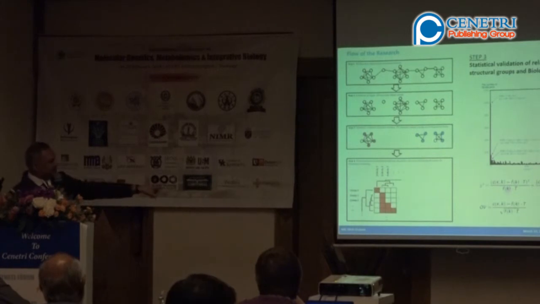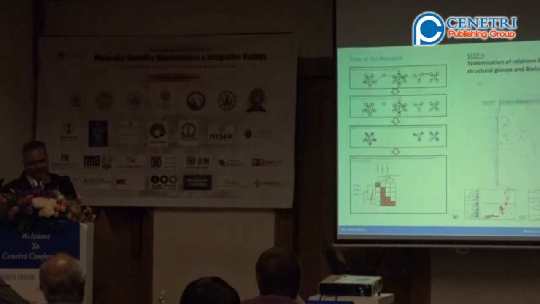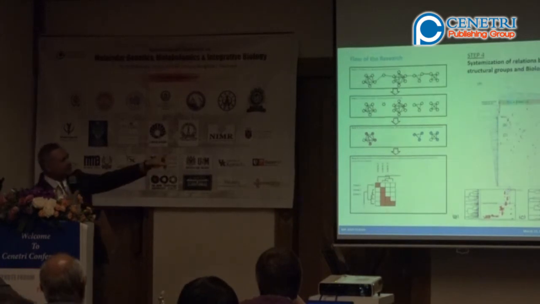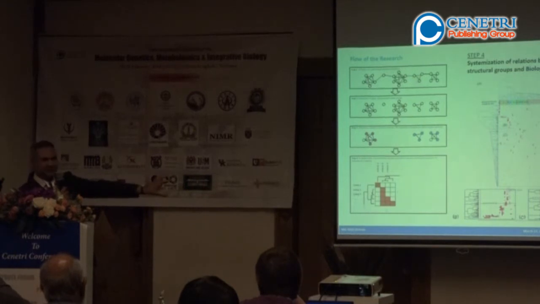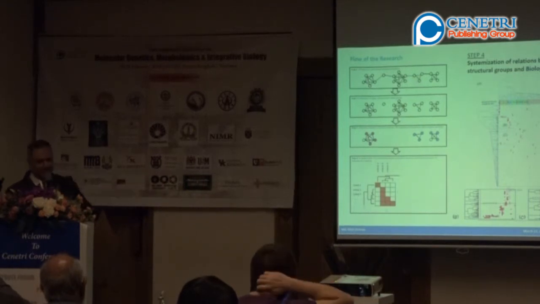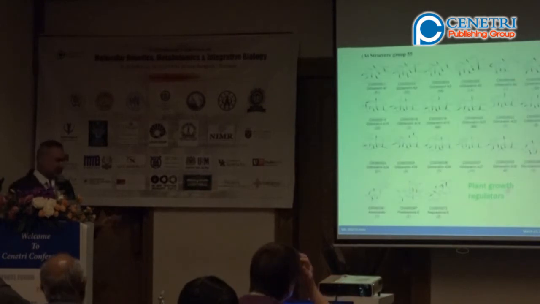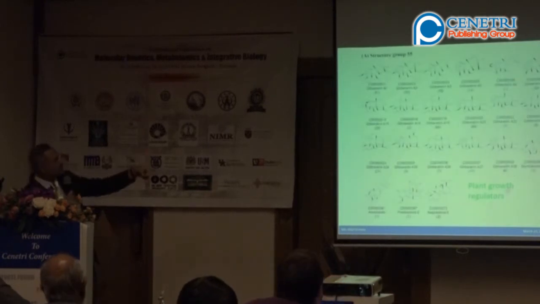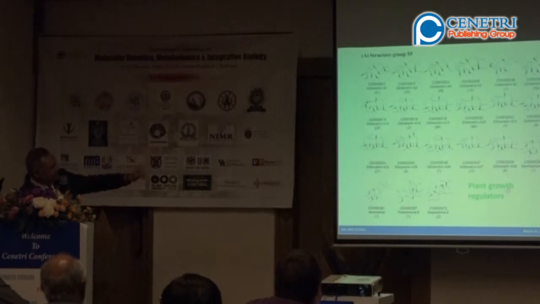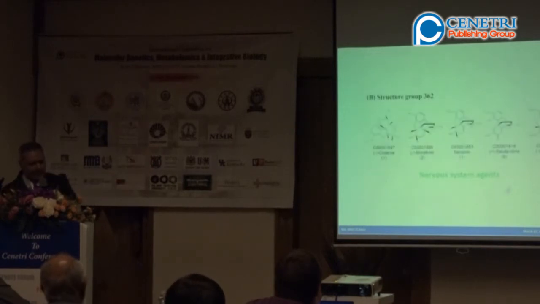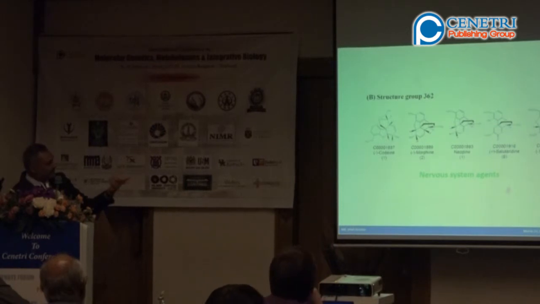And then with the selected clusters and their activities, we try to make another multivariate data set. And then in step four, we again try clustering and try to extract groups of metabolites which have similar activities. As an example, I can show you here that this group consists of plant growth regulators, all terpenoids, maybe 15 carbon or so, I think. And this group consists of nervous system agents.